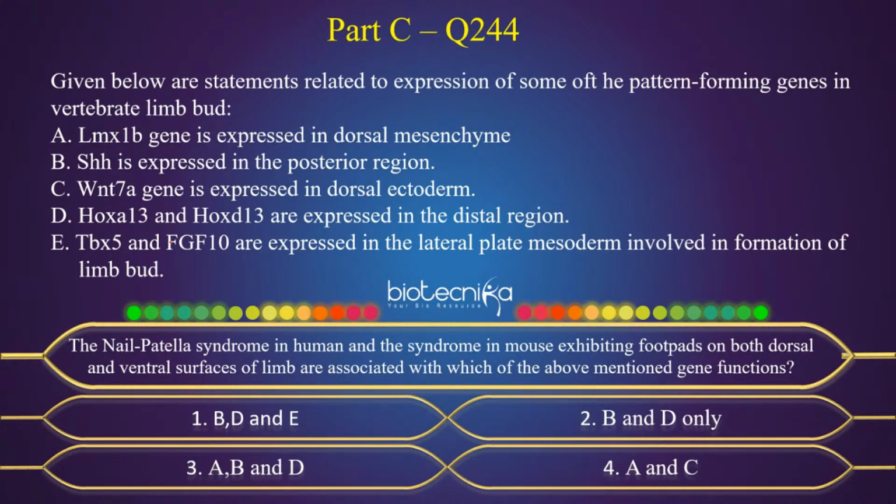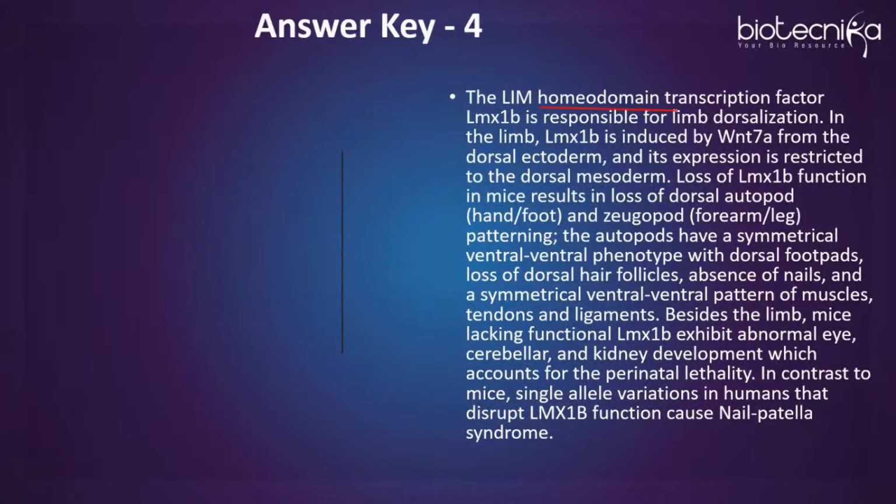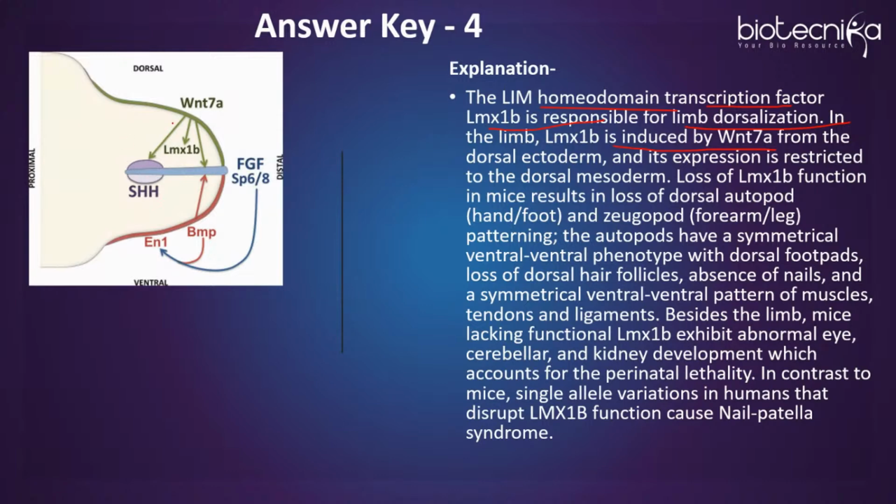Okay. So here the correct answer, if you don't know, and probably many of you won't have heard of nail patella syndrome, is LMX1B and WNT7A. Both are expressed in dorsal ectoderm. The LMX homeodomain transcription factor is responsible for limb dorsalization. It is the same diagram I have kept. It is induced by WNT7A from the dorsal ectoderm, and its expression is restricted to the dorsal side only. So if there is loss of LMX1B function, then it results in loss of any of these.